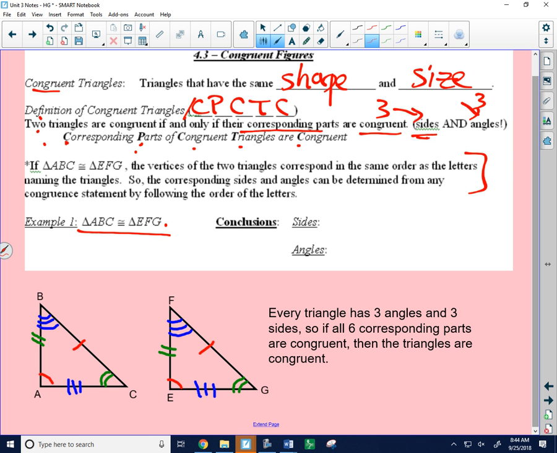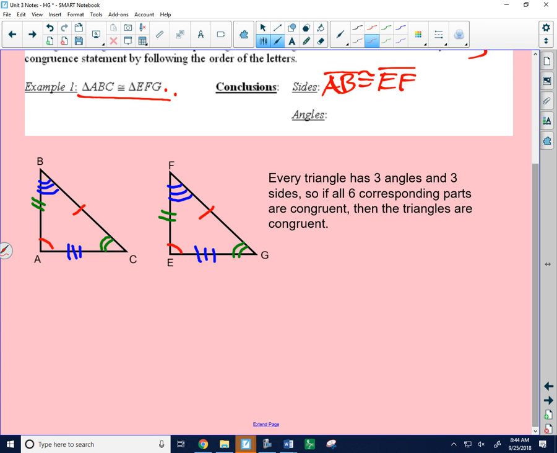So, for example, I can conclude from this that side AB is congruent to side EF. I wouldn't say AB is congruent to FG. They don't match up. That's what I mainly want to say from this. There are 3 sides, and if you wanted to, you could draw a picture: A, B, C, E, F, G. Just make sure that you match it up. You draw A here, E here. You draw it in the same order.